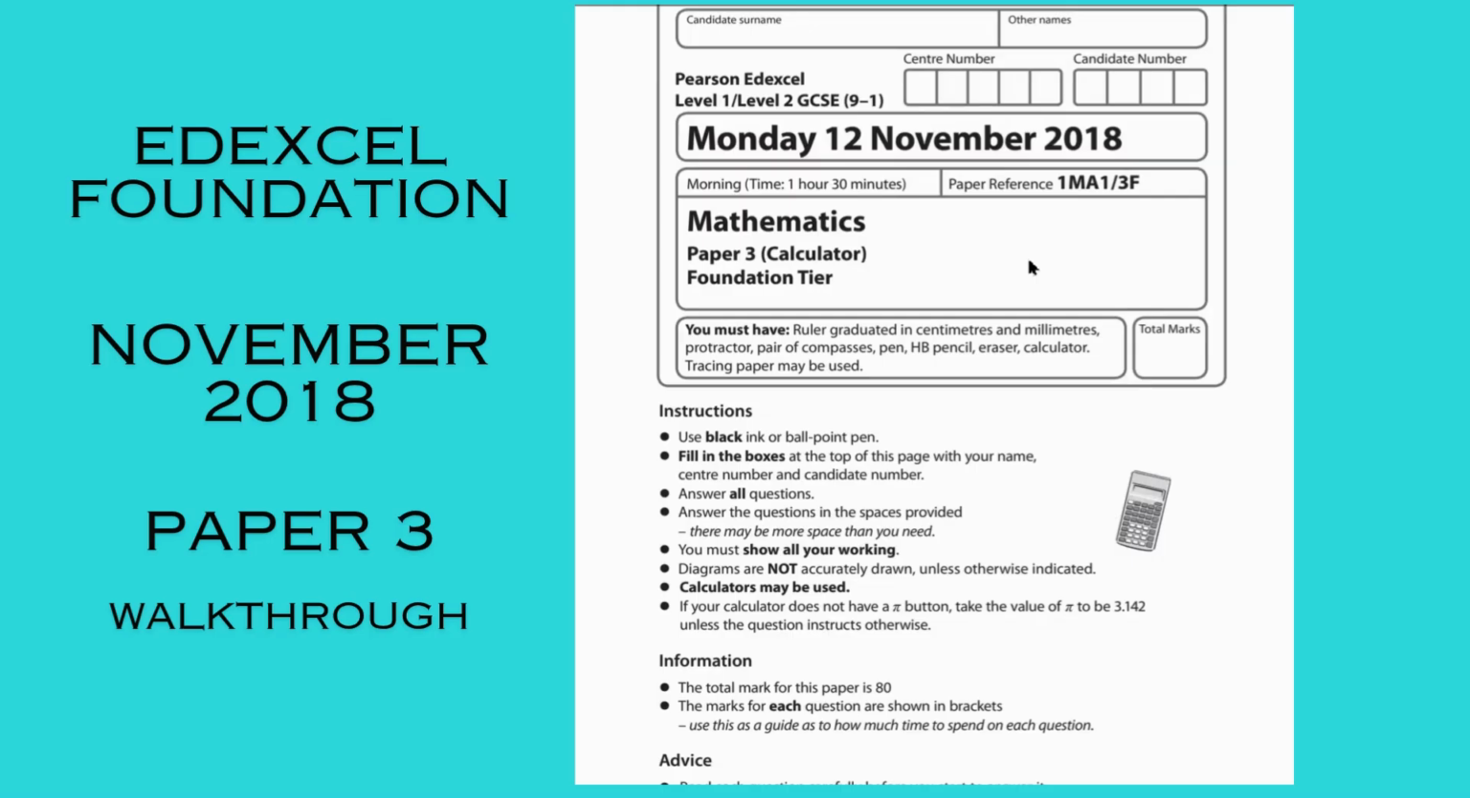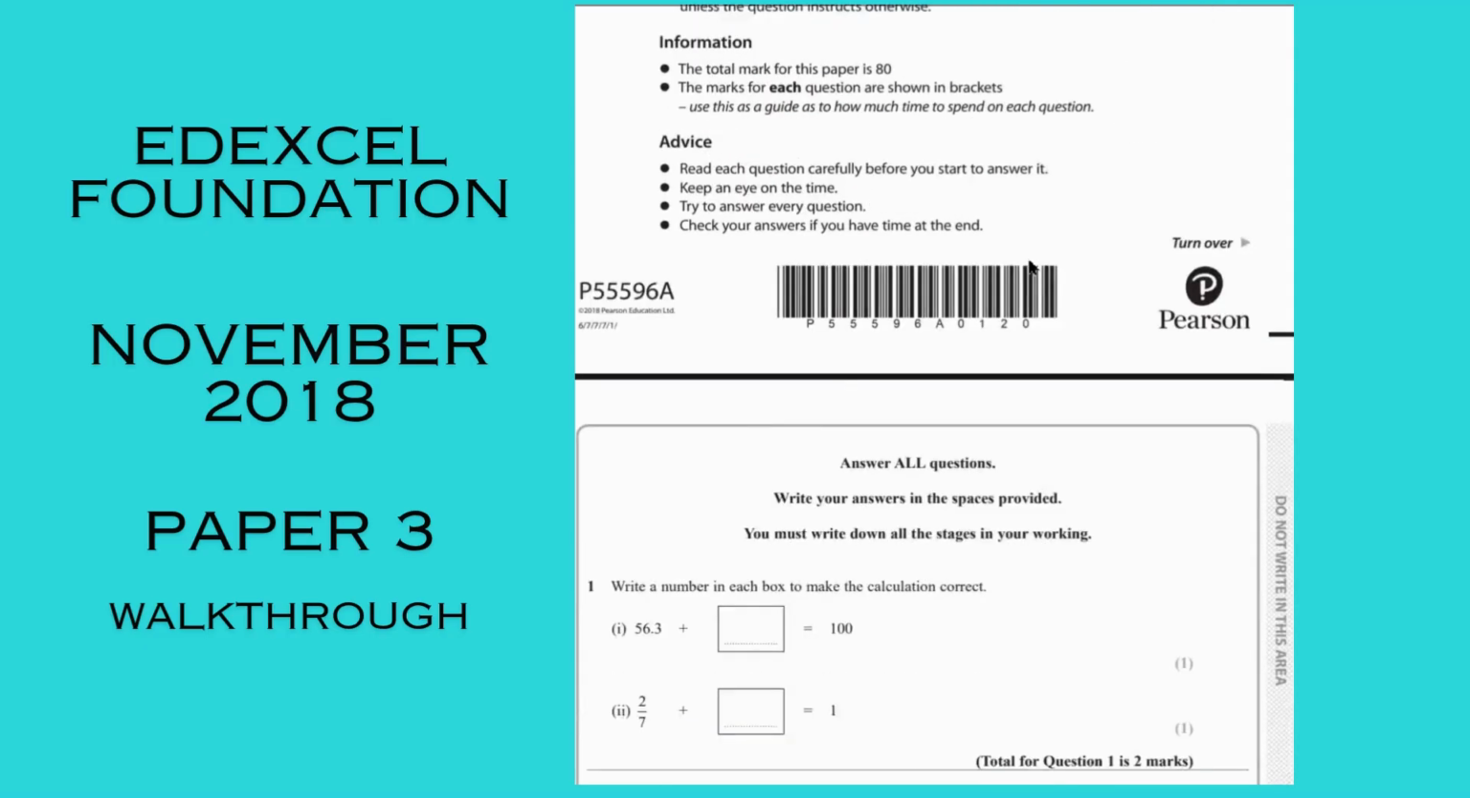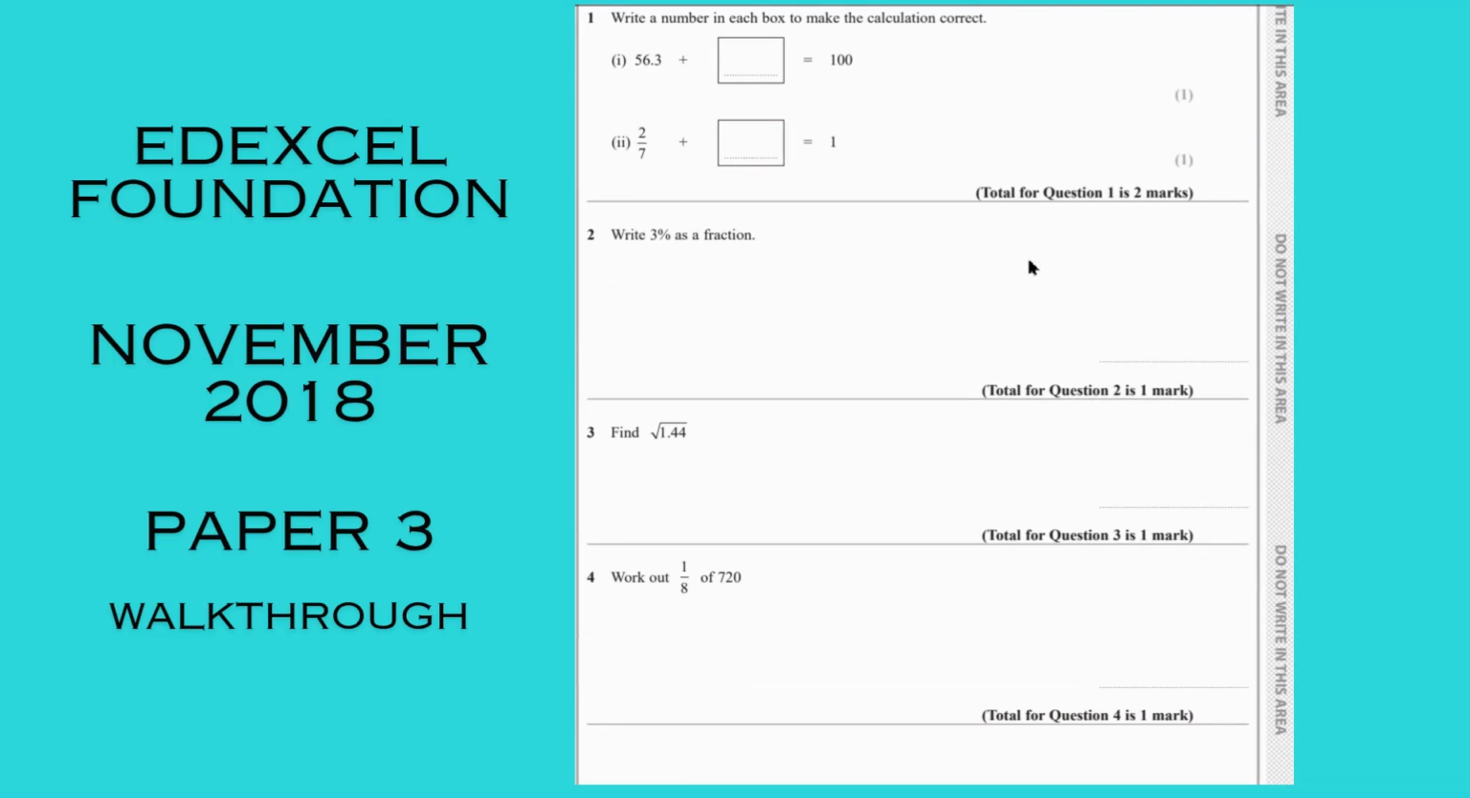with Edexcel Foundation, paper 3 from November 2018. So calculators always at the ready.